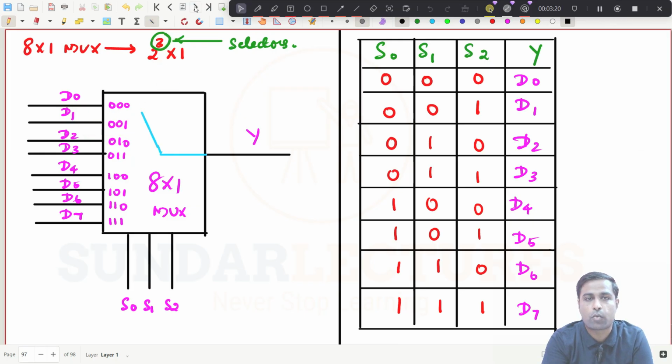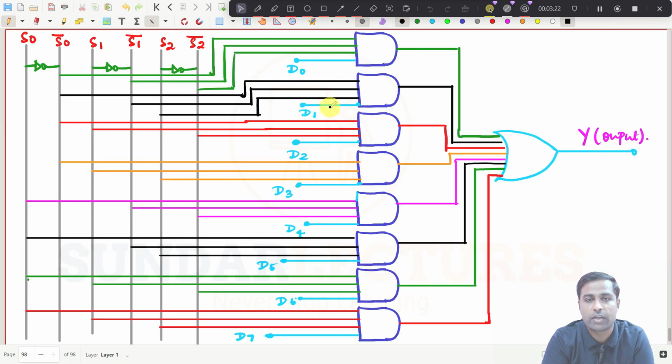It will be 0 0 1, right? So 0 0 1 means what? D1. So it is 0. So S0 bar should be connected, and again 0, S1 bar to be connected, and S2 should be connected now. So what happens now? If you give 0 0 1, then this AND gate will be enabled for 0 0 1, and whatever you are giving for D1 will be taken as the output from this AND gate, and it is connected to the OR gate.